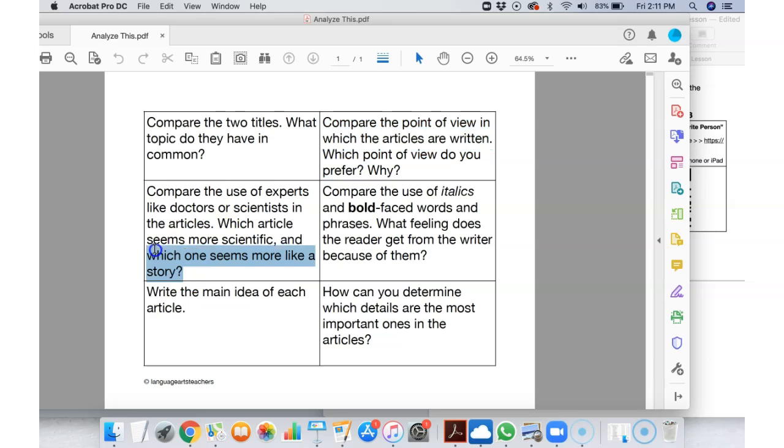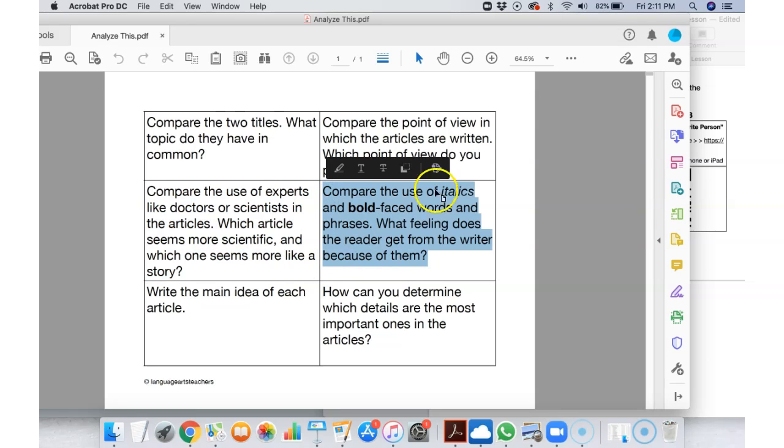Okay, here's another question to think about. Compare the use of experts like doctors or scientists in the article. Which article seems more scientific, like more factual? And which one seems more like a story? So which article seems more scientific and factual, and which one seems more like a story?